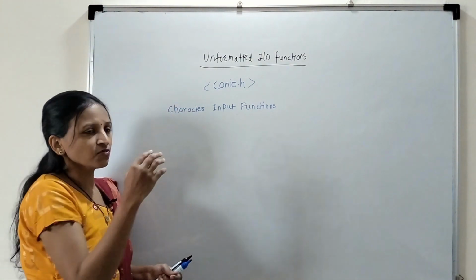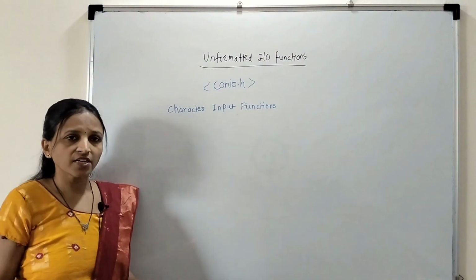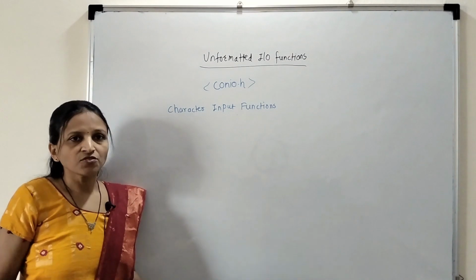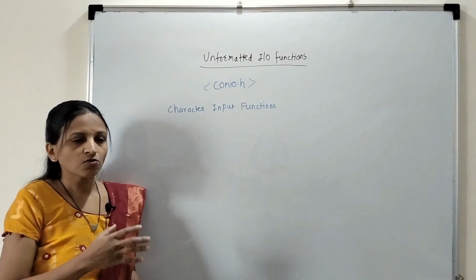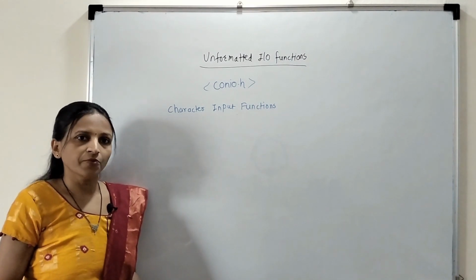Means like there is one getChar function, and that getChar function is for only character. That's why there is no need to use format specifiers. That's why these functions, whatever we are going to see, are called unformatted IO functions.